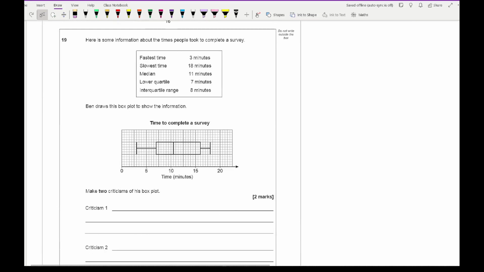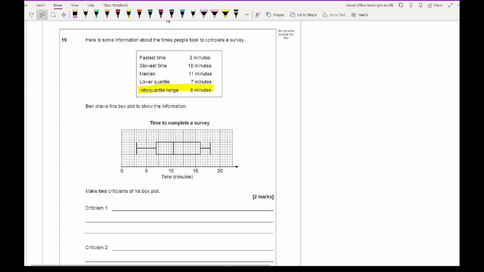Moving on to question 19, here we've got a box plot diagram. So for this, we've got information about the times people took to complete a survey. And then we've got the fastest time, slowest time, median, lower quartile, and interquartile range. Now one thing I'm noticing from this is that typically you would not be given this, because that's something you'd have to work out. We're missing the upper quartile, so that's one thing that I am missing.